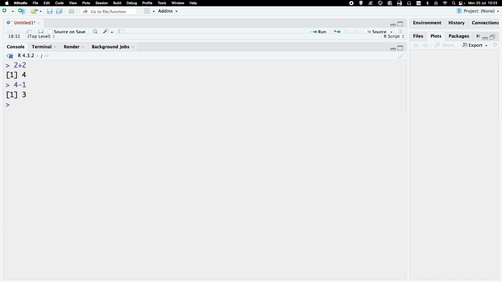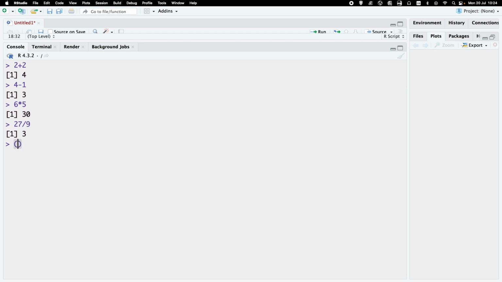For a multiplication, we can do, for example, 6 times 5. Hopefully R will give us the correct result when we press enter. Yep, that's right. And we can do, for example, division, 27 divided by 9. And that also gives us the correct answer. So R is capable of doing these simple calculations.